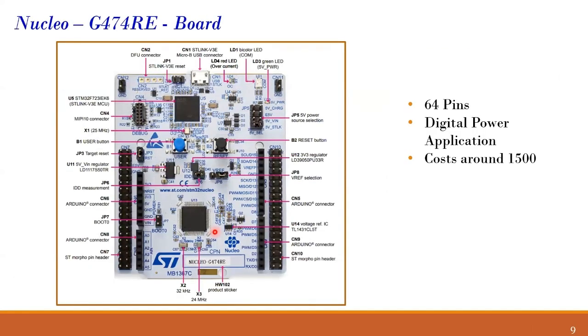Now, this is the board. This is a Nucleo G474RE board, which has been used. So this is the microcontroller. Okay. This is the 64-pin microcontroller, which is that 32-bit microcontroller. And this is your Nucleo board. It has a debugger, etc.